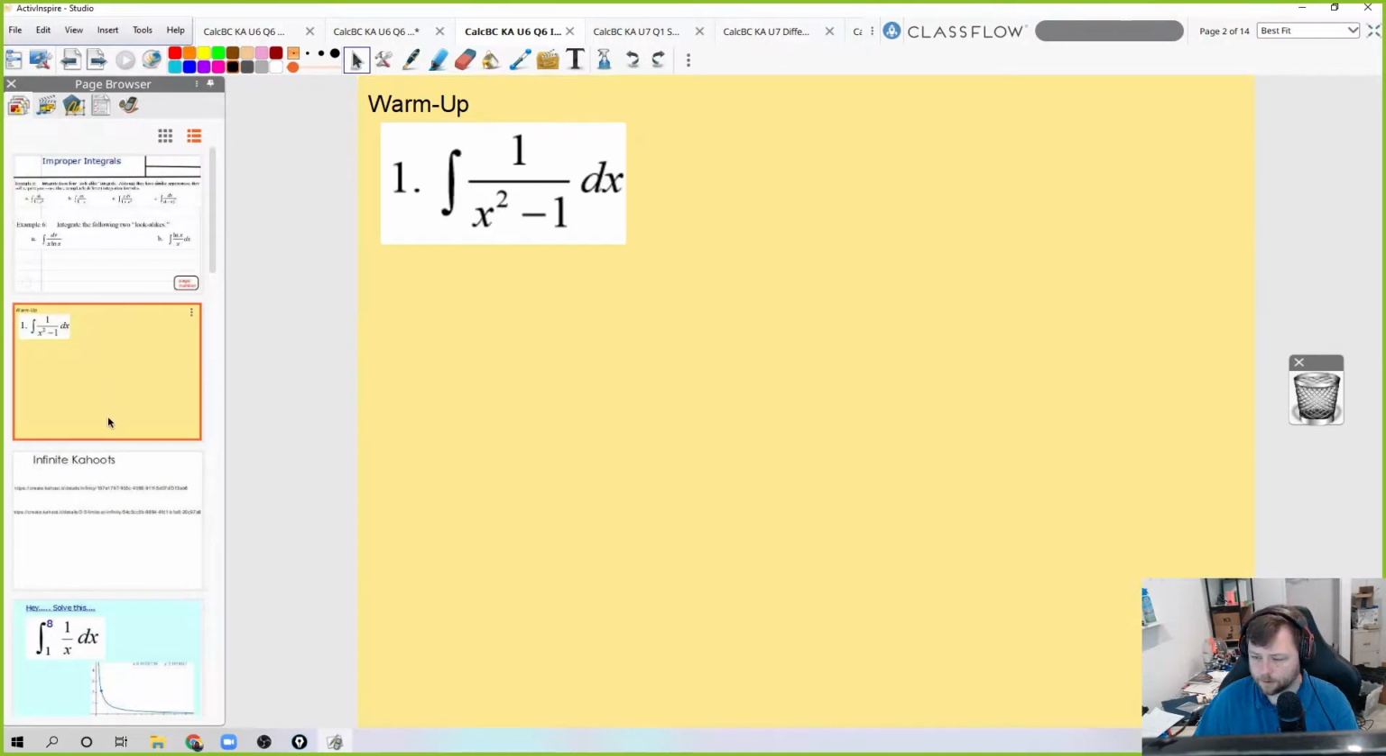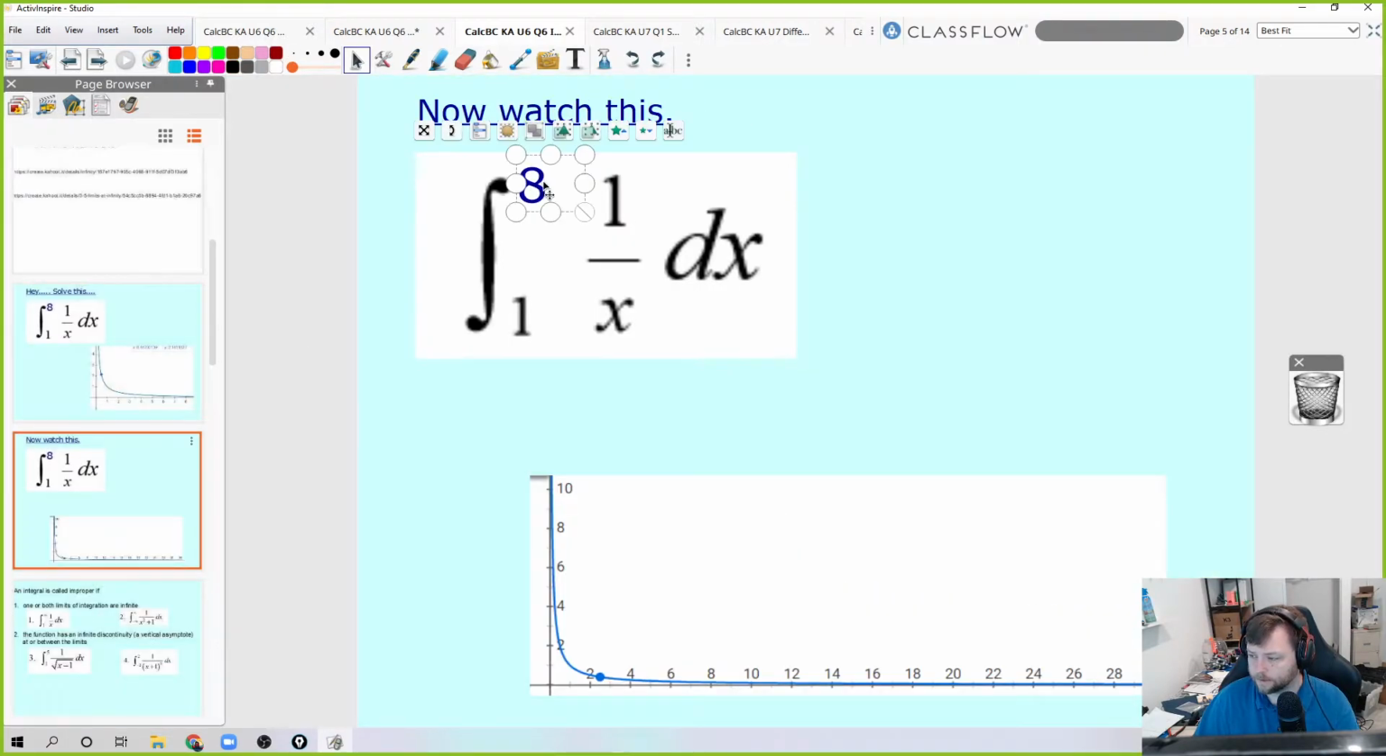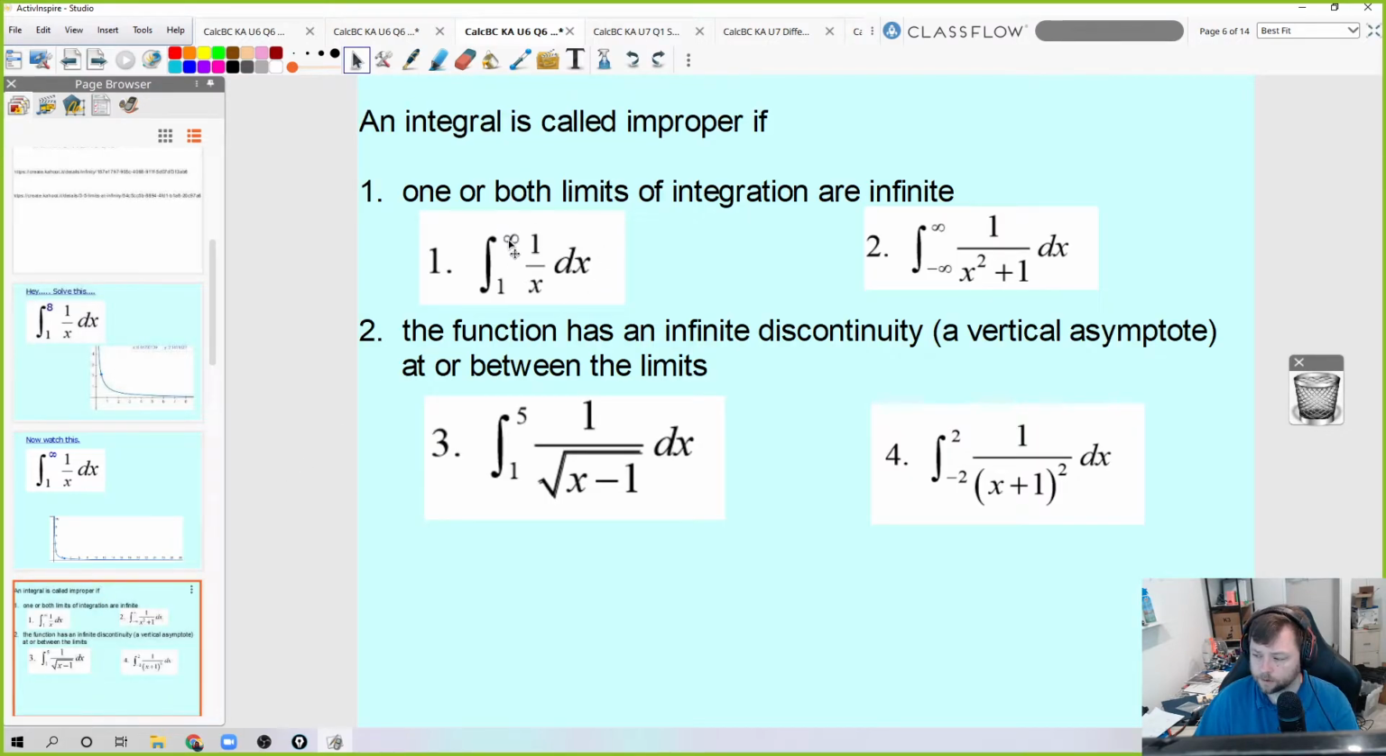So improper integrals are when you do stuff like this. You have this problem. Oh, I can integrate from 1 to 8. But then I'm like, what if I integrated from 1 to infinity? And I want to find the area under the curve. Well, what are the rules? What changes right here? Improper integrals are any time we have infinite limits or negative infinite limits, or when there's a discontinuity at the endpoints of the limits or between the limits.